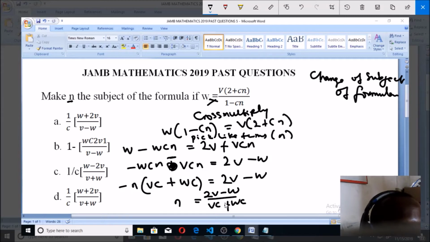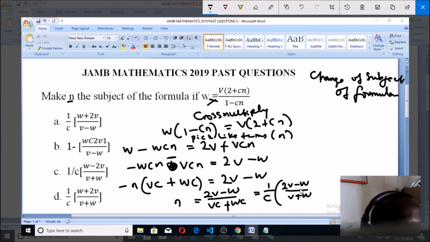And you can see that there is c here and there is c here. So this n is also equal to 1 over c, taking c out, into bracket 2v minus w all over what? v plus w. So you can take out this minus here outside, or you can also leave it like this.